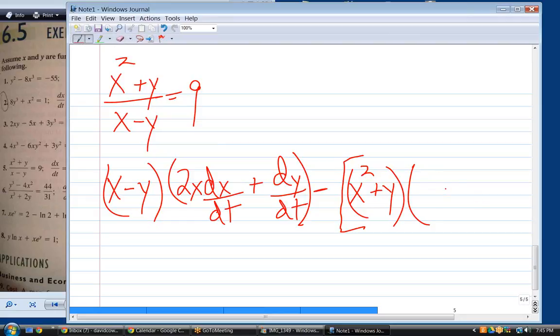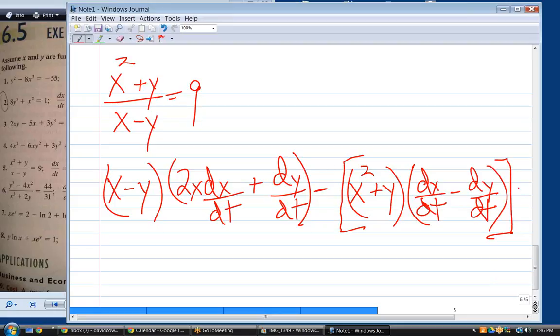Let's see, we're taking the derivative of the bottom. So it'd be 1 times dx over dt minus dy over dt. Right? Because it would be 1 times dx dt plus minus 1 times dy dt. And then equals 0. Right.